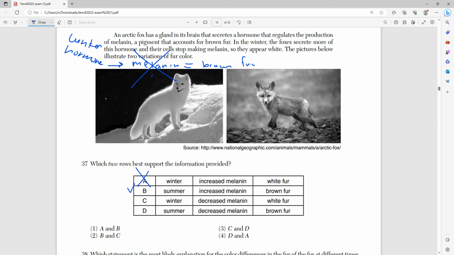Summer, increased melanin, brown fur. Sure, that's right. Winter, decreased melanin, white fur. That's true. And summer, decreased melanin, brown fur. That's wrong, because the lower your melanin is, the whiter the fur will be, and the higher the melanin is, the browner the fur will be, right? So literally just take into account what they said in the problem and apply it down here, right? Winter should be decreased melanin, so that's wrong. In the summer, it should be increased melanin, so that's also wrong. B and C are the only two choices that match the season with what happens, which you can find by reading here, and it also matches the outcome, right?